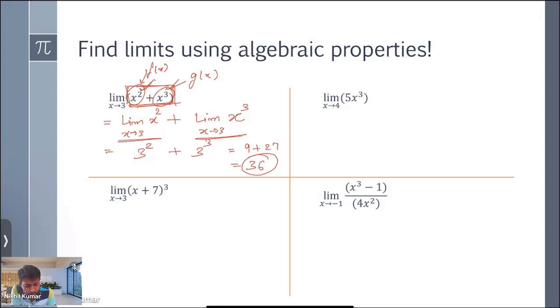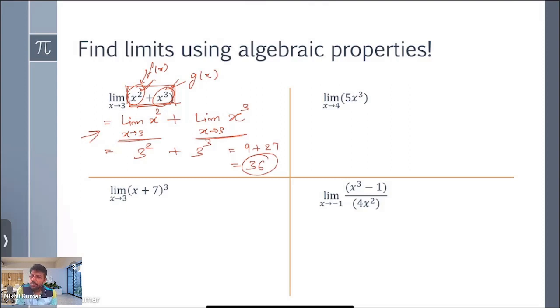For example, if I asked you a question, what is the limit x tending to 1 of sine x plus x cube? Then you won't have any other way but to split it like this, to use the property. So you must use the property here in order to attempt questions like these. So for now, let's keep doing this.